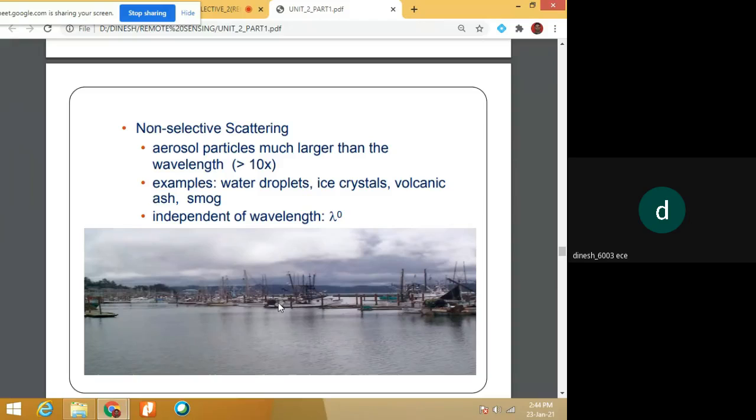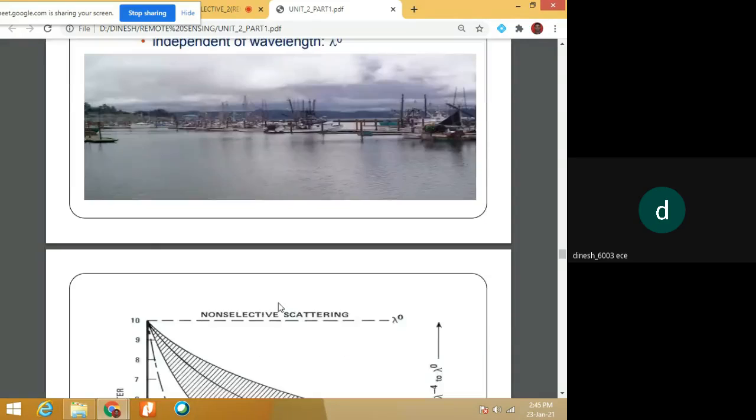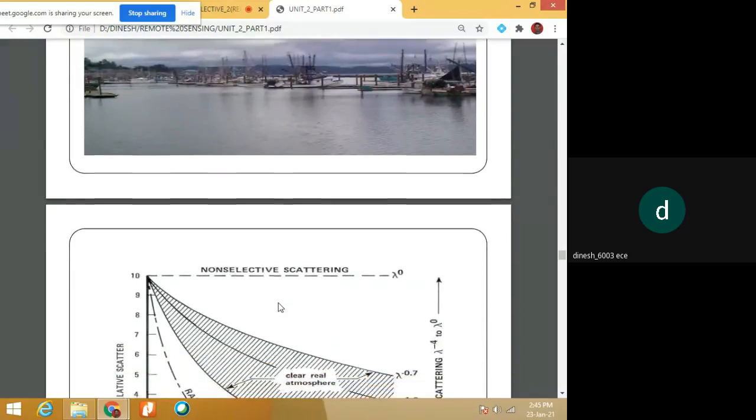Examples are water droplets, ice crystals, volcanic ash, and smog, which are present in space. You can see a port is there, and you can see the sky, which is clear in nature, and in some part it is going to rain heavily, where water droplets may occur with larger sizes. In some places, ice crystals. So these are the best examples of non-selective scattering. You can see the characteristics also.